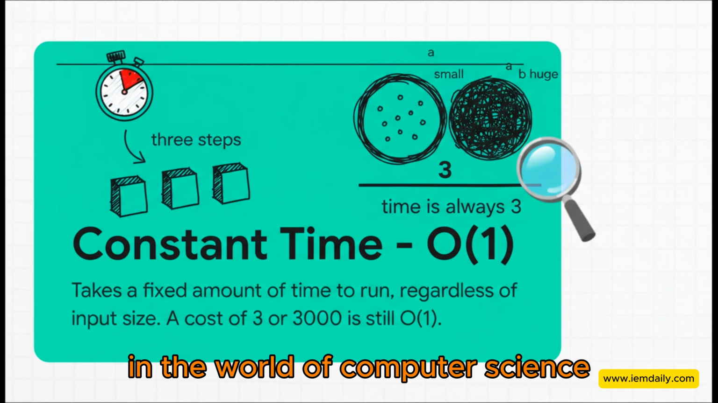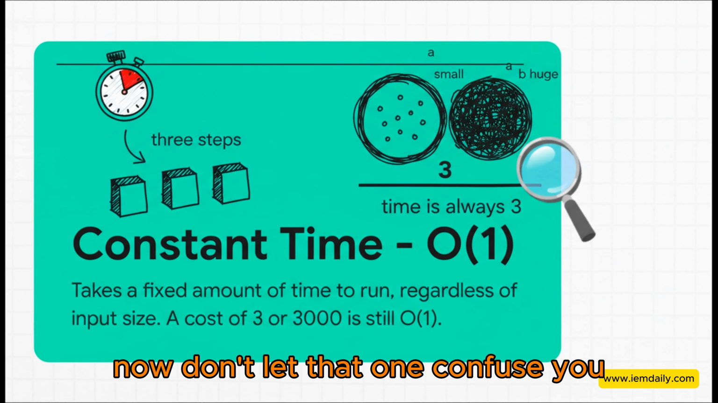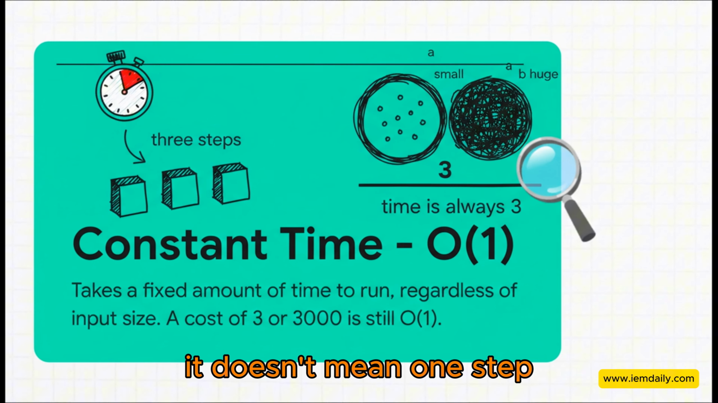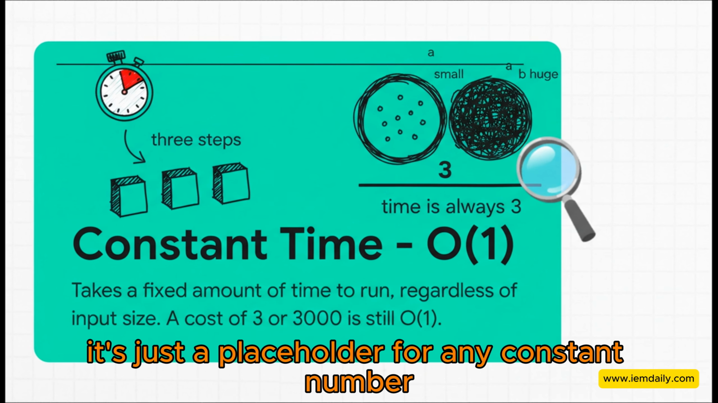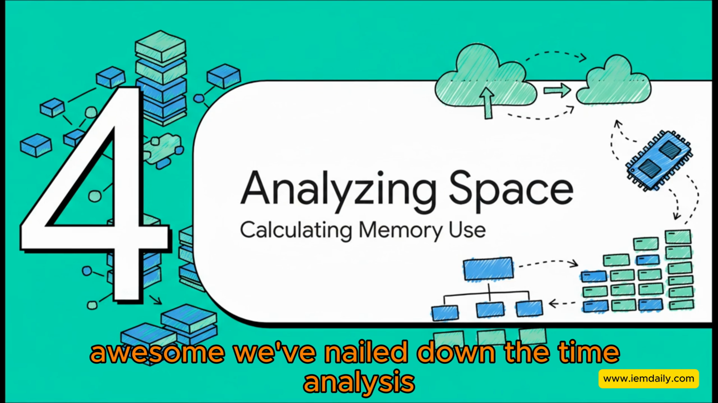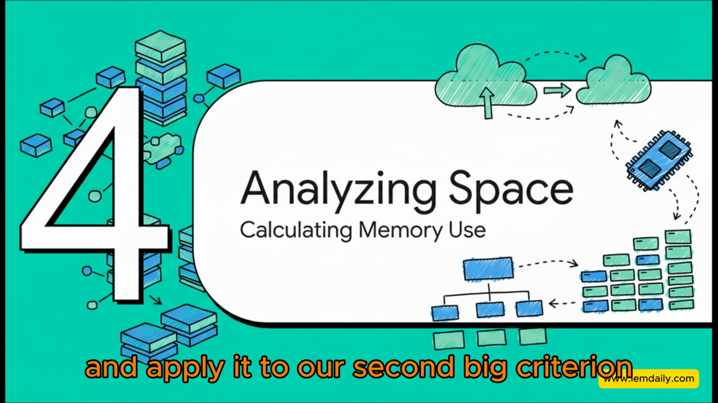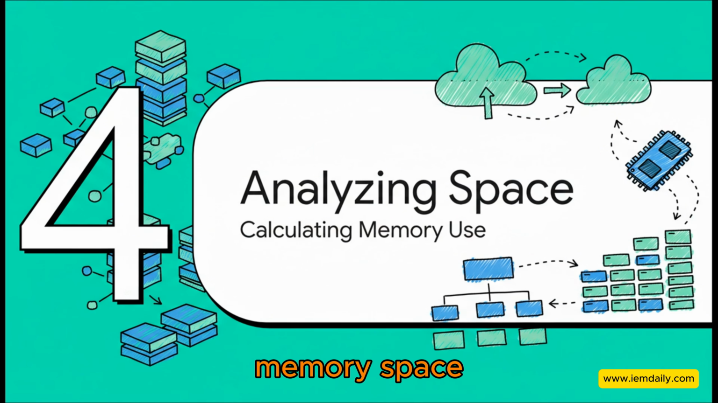In the world of computer science, you'll see this written in something called big O notation, as O of 1. Now, don't let that 1 confuse you. It doesn't mean 1 step. It's just a placeholder for any constant number, telling us that the performance is fixed. Awesome. We've nailed down the time analysis. Now, let's take that exact same logic and apply it to our second big criterion: memory space.